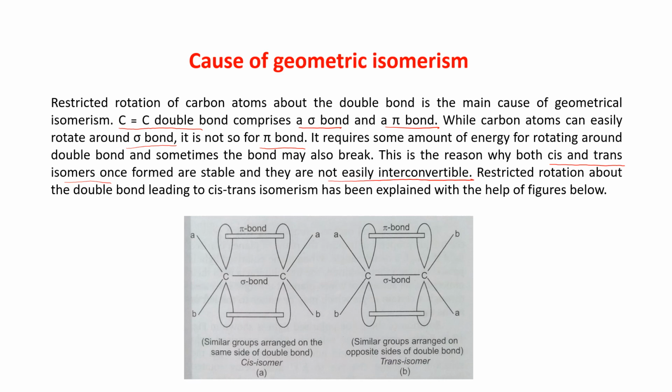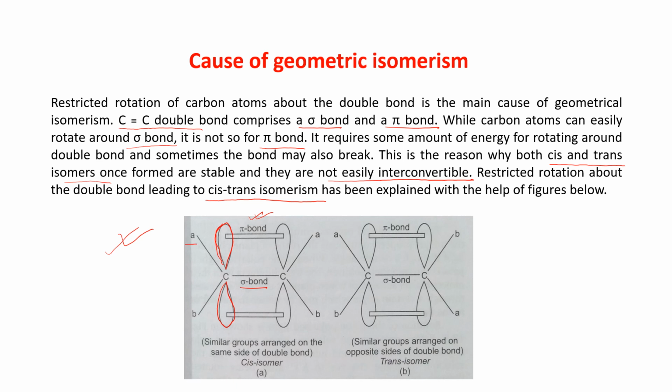This restricted rotation about the double bond leads to cis-trans isomerism. Just see here, in the carbon-carbon double bond, one is a sigma bond and the other one is a pi bond. Now this is the shape of the p orbitals of the carbon atom. As we have a double bond between the 2 carbon atoms, their rotation about the double bond is restricted.